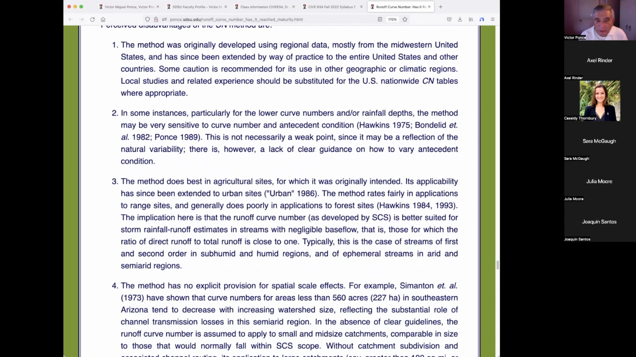In some instances, particularly for the lower curve numbers, the method may be very sensitive to the curve number and antecedent condition. When the curves are very close at the beginning or near the origin, there's going to be high sensitivity to the value of the curve number. And there's nothing we can do about it. It's just part of the beast. That's the way it's going to behave.